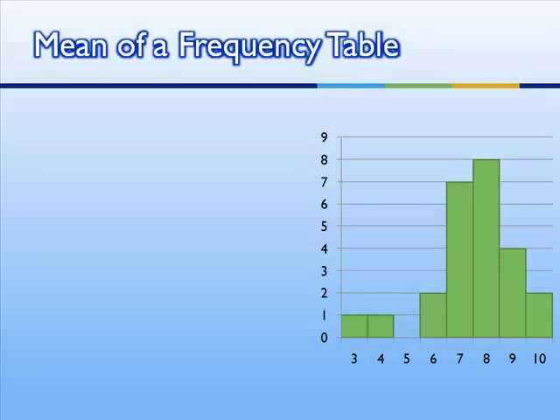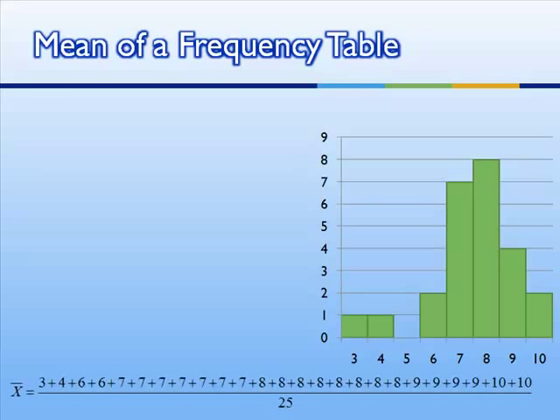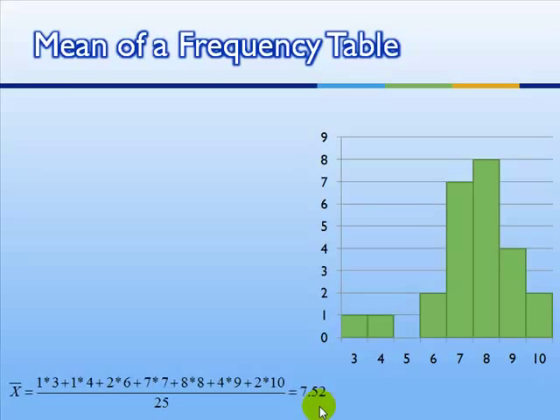Suppose we have a sample of 25 numbers, and it looks like this. So we have 1 3, 1 4, 2 6s, 7 7s, and so forth. If we wanted to calculate the mean, we could just do it like this. This x bar means the mean of x. We get a 3, a 4, a 6, another 6, all 7 7s, and add up all these numbers like this, and then divide by the number of numbers. There are 25 numbers here, so I divide, and I would get my sample mean.